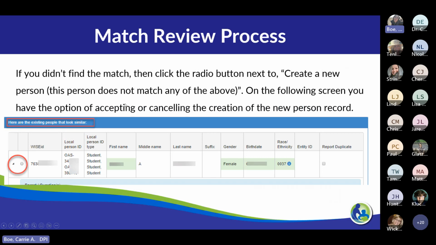So again, if you don't find a match, click the radio button to create a new person. It's going to alert you. It's going to say, are you sure? Are you really sure you want to create a new person? Because we do not want duplicates. We don't want more WISE IDs for the same student.